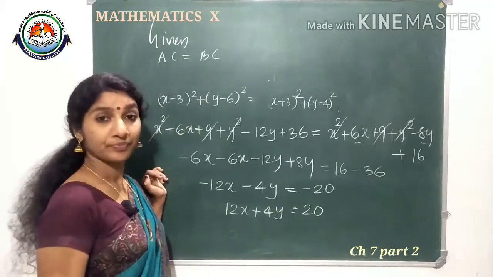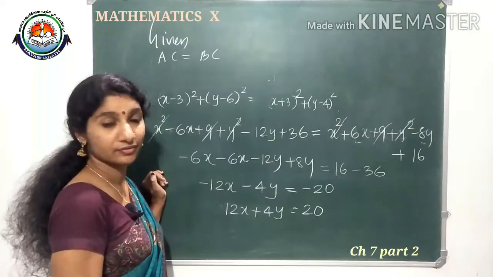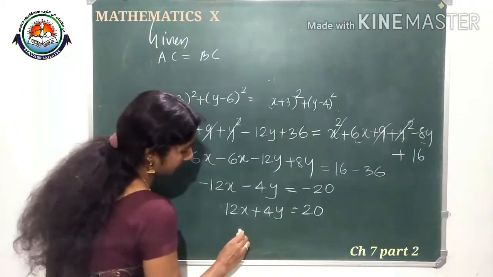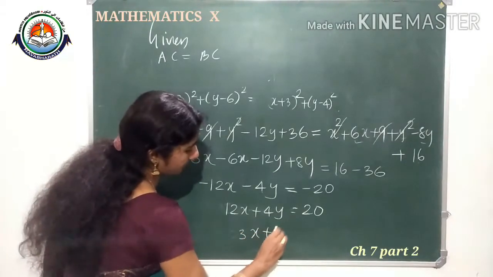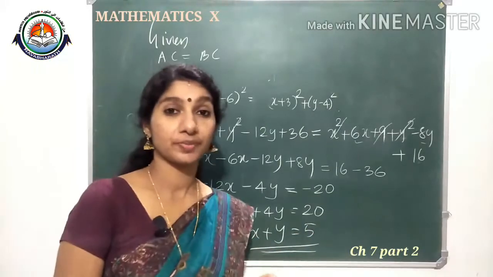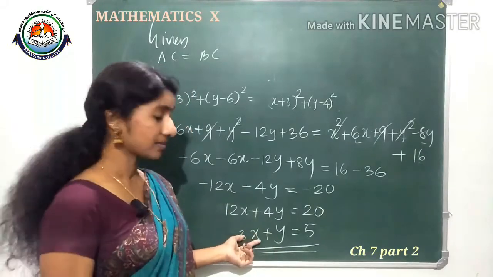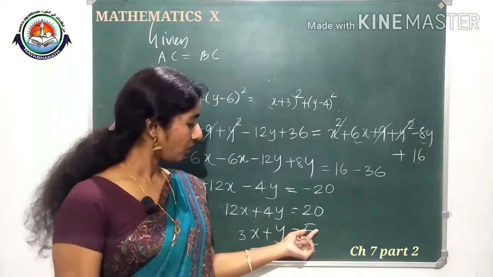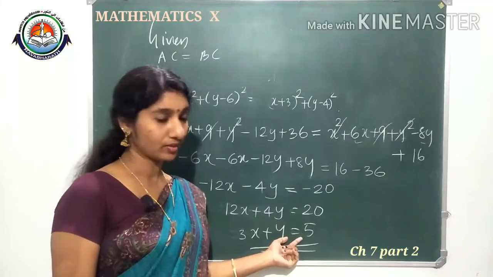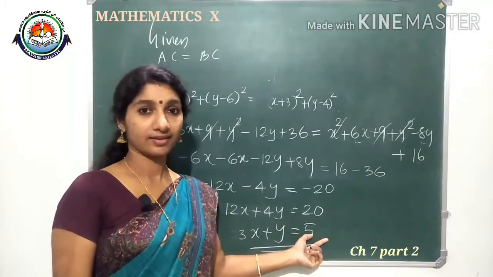Then see, 12, 4, 20 have a common factor 4. We can cancel that common factor. We are getting 3x plus y equal to 5. So we got a relationship between x and y. Okay. The relationship is 3x plus y is equal to 5. Or you can take 5 to this side. You will get 3x plus y minus 5 is equal to 0. Like that you can write.